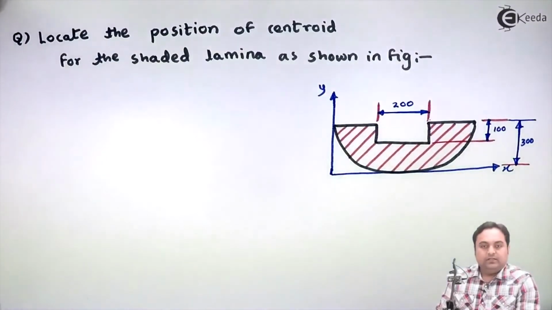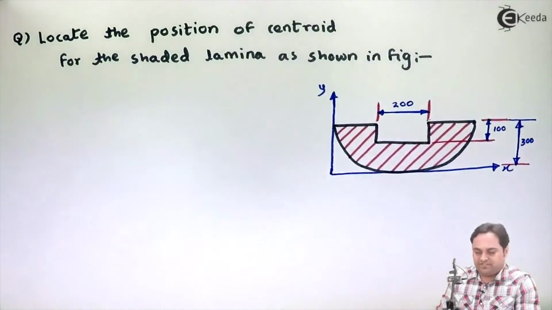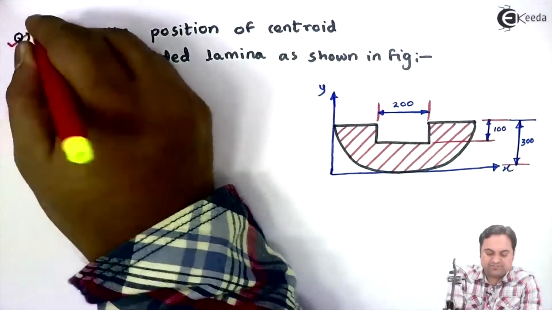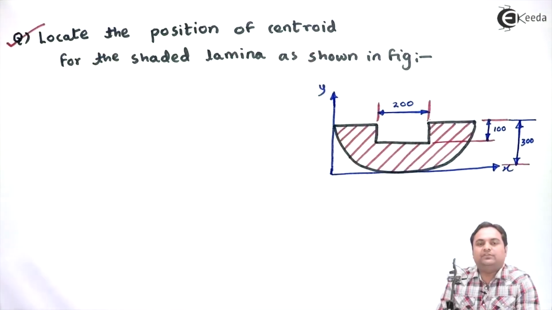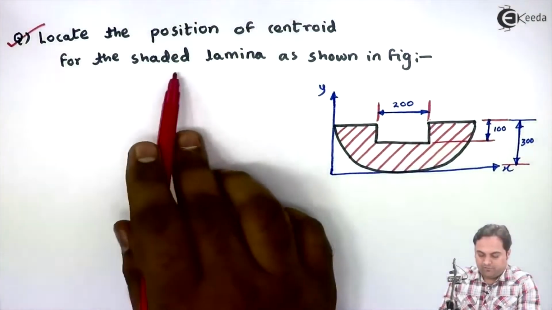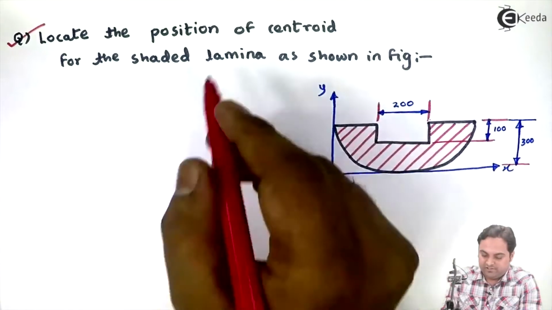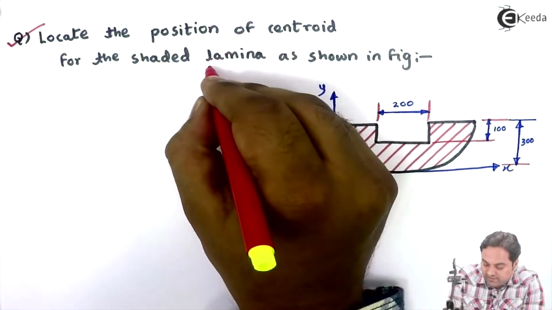Friends, let us take the problem on cutout section. I'll read the question. Locate the position of centroid. Whenever they say locate the position of centroid, it means we have to calculate x bar and y bar for the shaded lamina as shown in the figure. Lamina indicates a plane figure.